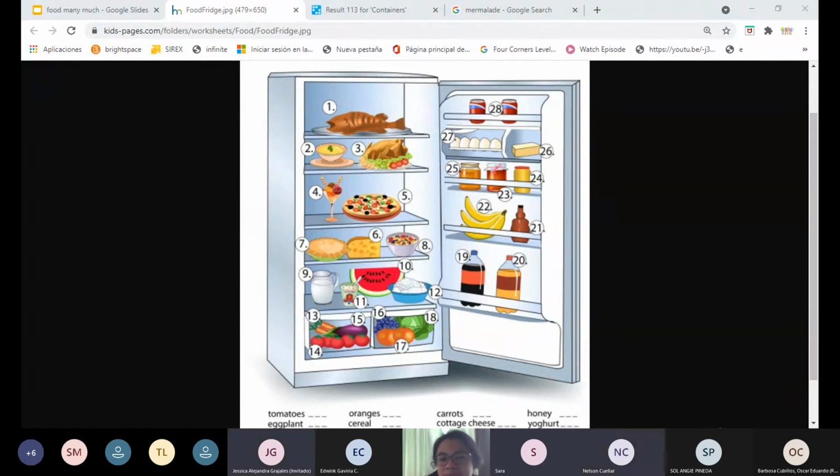I don't know. Slice. Slice, but it's plural. So it's not slice because it's plural. What's the plural of slice? Slices. So what is the question with the slices, Sara? How many slices of pizza are there? Exactly. How many slices of pizza?